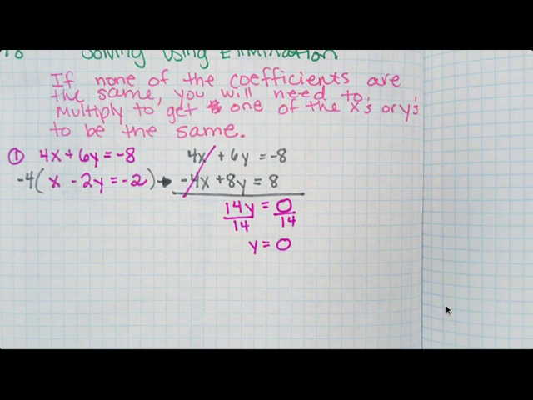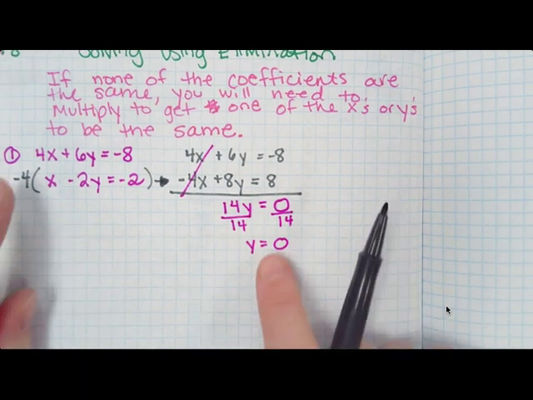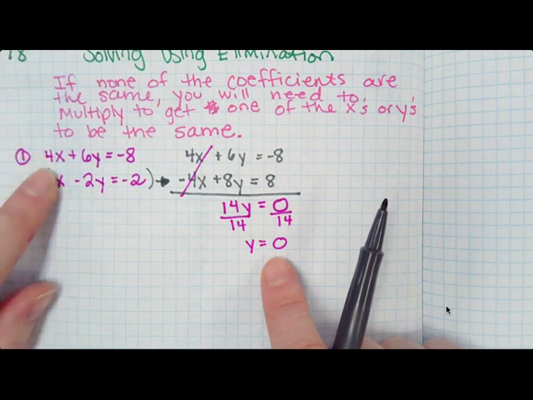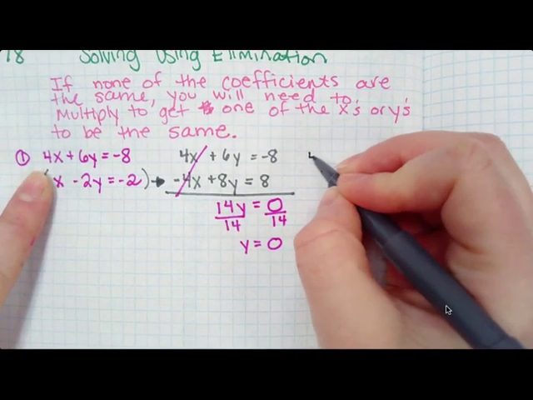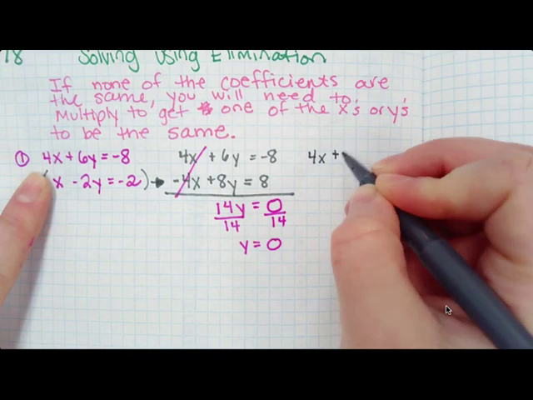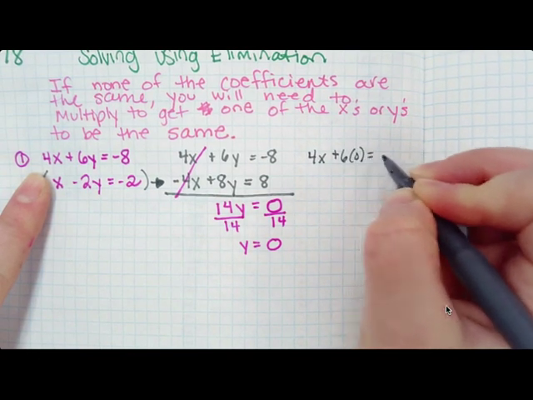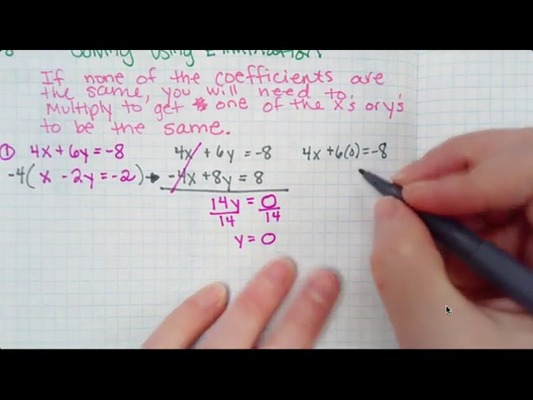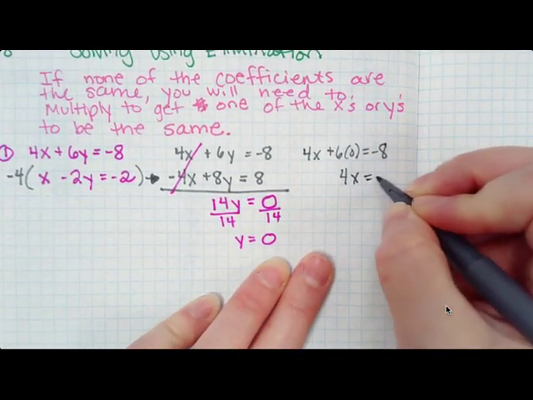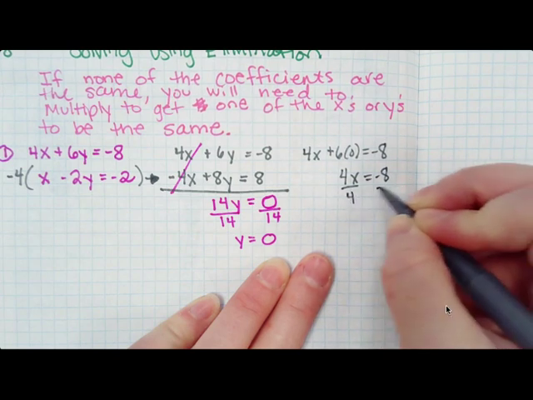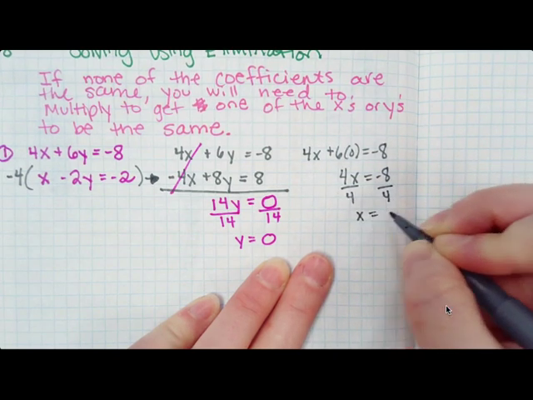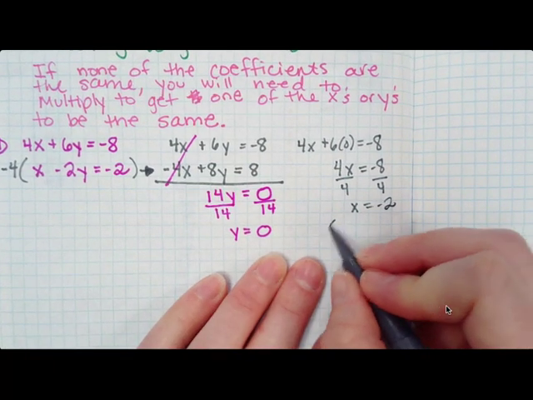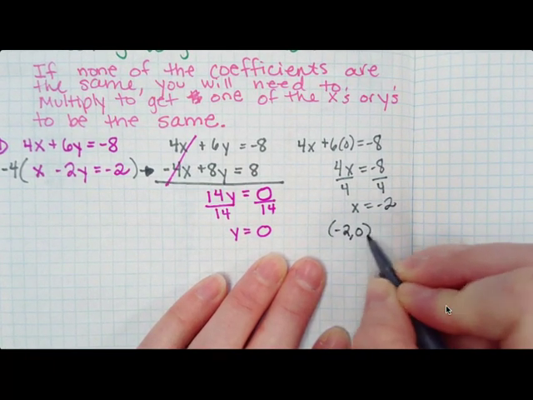And then we go back and substitute in. Which equation would we rather deal with? The top one. So 4 times x plus 6 times 0 equals -8. 4x equals -8. Divide by 4. X equals -2. So then our solution is -2, 0.